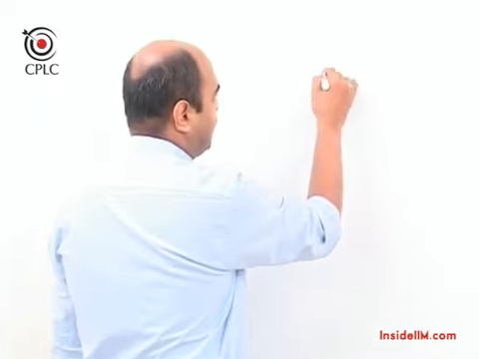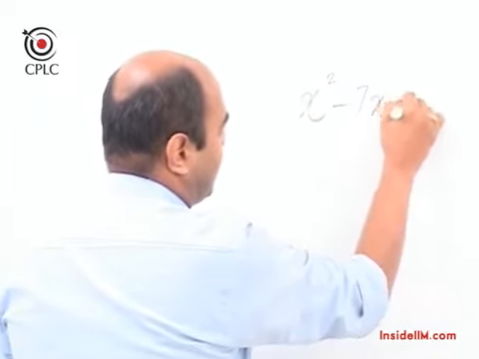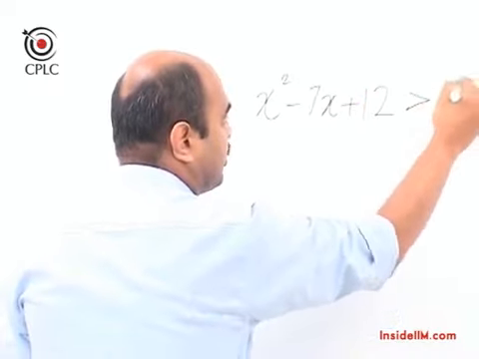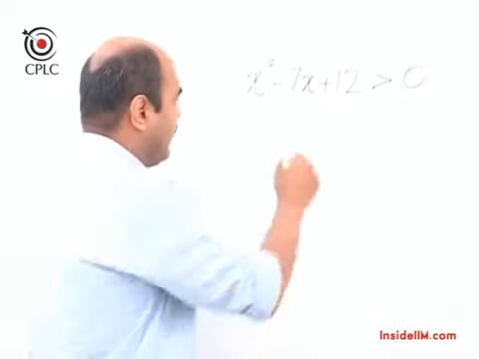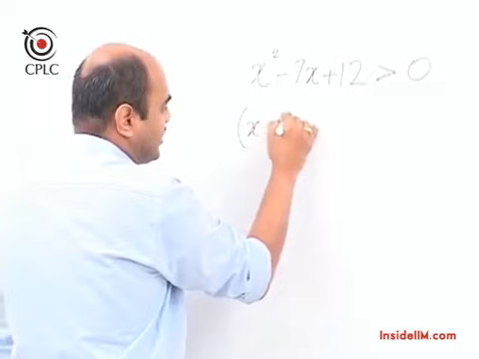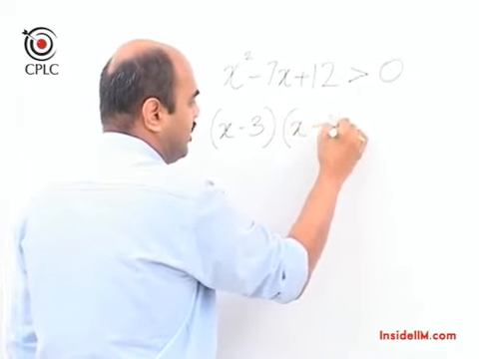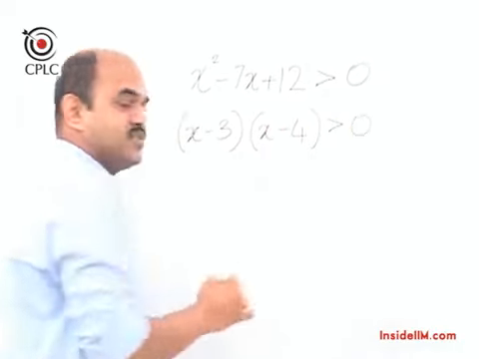After seeing an example of an inequality which was less than, let's now understand what happens if you have the same example, x square minus 7x plus 12, with a greater than inequality. Once again, factorizing this, we get (x minus 3) into (x minus 4) is greater than 0.